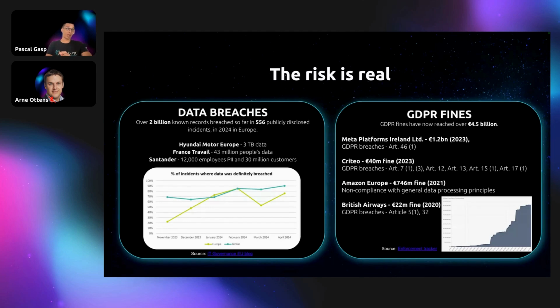For example, in France, 43 million people's data were breached. And most recently, everyone heard about the breach at Santander, where 12 million employees' PI information was breached and more than 3 million customers were impacted. This is a simple example. I don't want to point fingers, but even a big company is exposed to this type of risk.